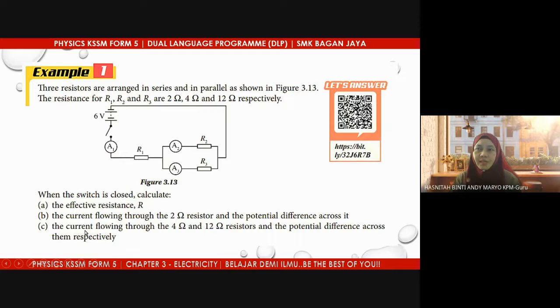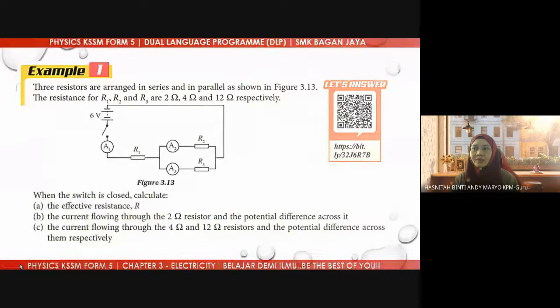And question C, find the current flow through the R2 resistor, which is 4 ohm, and the R3 resistor, which is 12 ohm. And also find the potential difference across each of them. So first, we want to find the effective resistance, and then find the current and potential difference in each of these resistors. Okay, so how to do this?